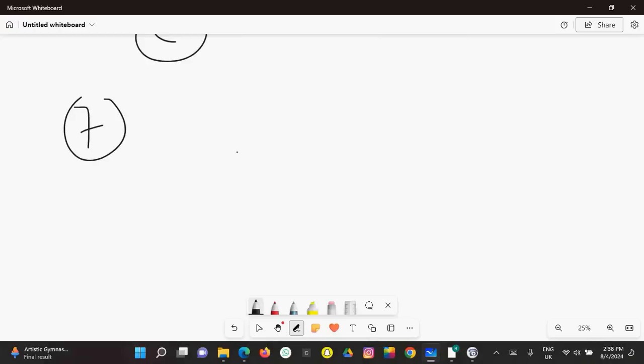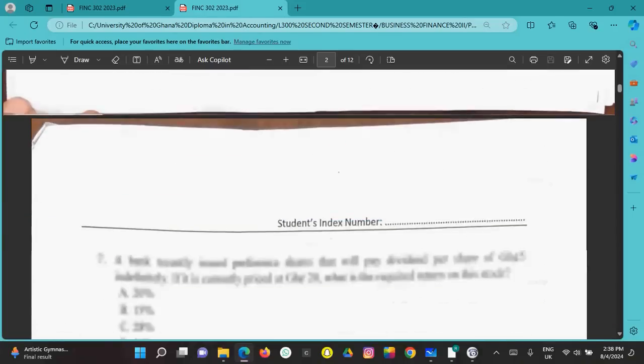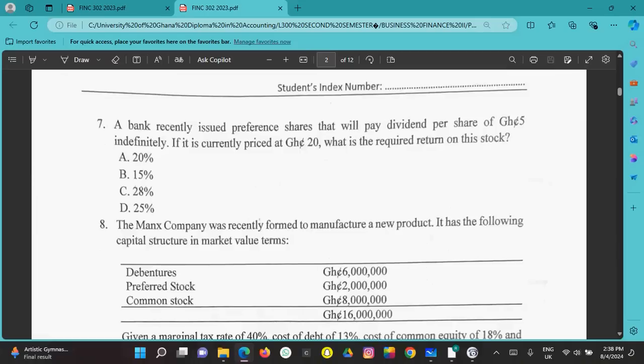Question 7. A bank recently issued preference shares that will pay a dividend per share of 5 indefinitely. If its current price is 20, what is the required return on this stock?